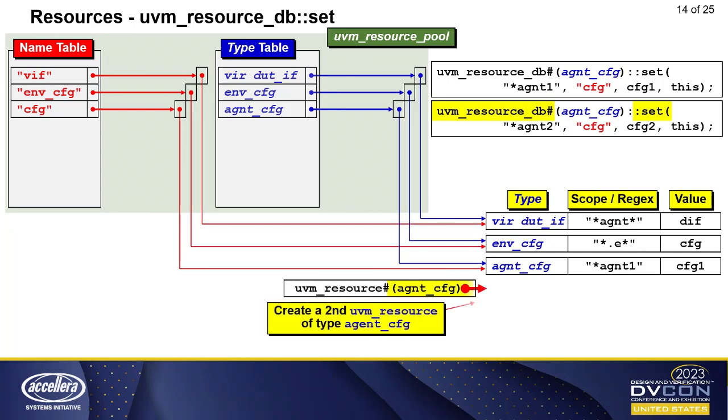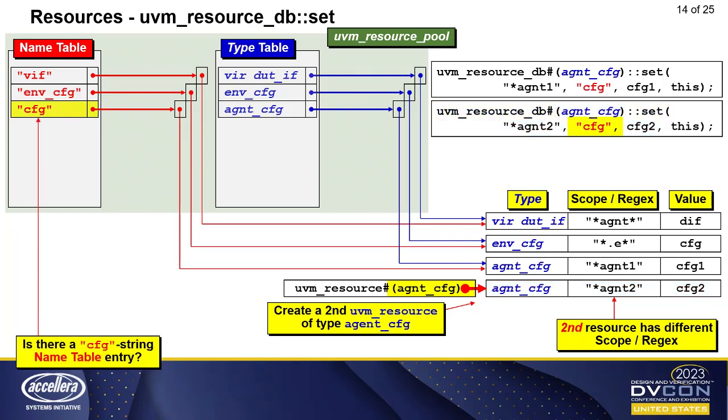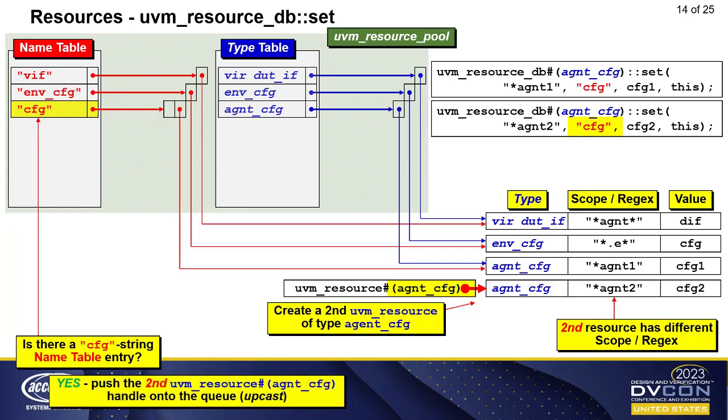Now let's use the UVM resource DB set command to create a second agent config typed UVM resource. The resource will store the agent config type, the star agent2 scope regular expression, and the config2 agent handle. Note that the second agent config typed UVM resource has a slightly different scope regular expression string and stores a different config handle. This new resource will also be stored at the pre-existing config string location in the name table. And since there is already a config string name table entry, the new agent config typed resource handle will be pushed onto the existing queue.